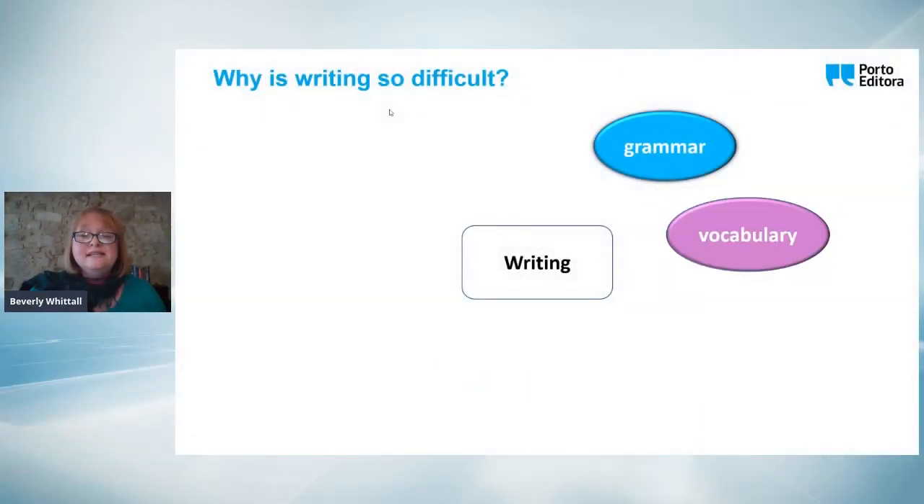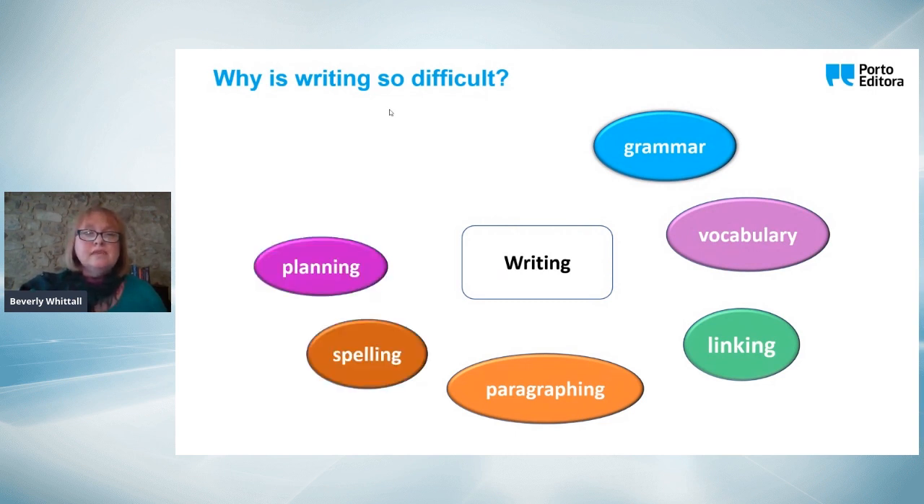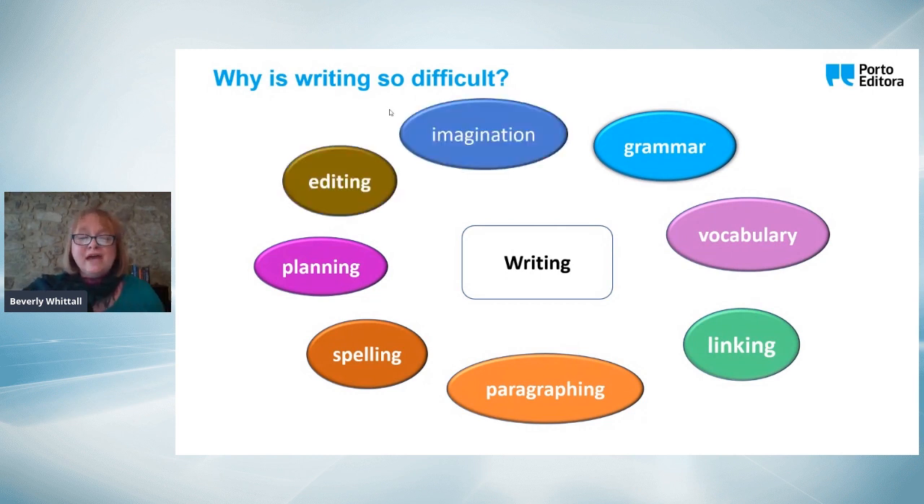Writing involves a lot of different skills, and these are just some of them. Our students need to access appropriate structures and vocabulary. They need to think about how they're going to organize their text, linking their ideas together, organizing ideas into paragraphs. They need to think about the correct spelling of words. They need to plan their writing, edit their writing, and they need to use their imaginations. So these are a lot of skills that are needed to produce a good piece of writing.